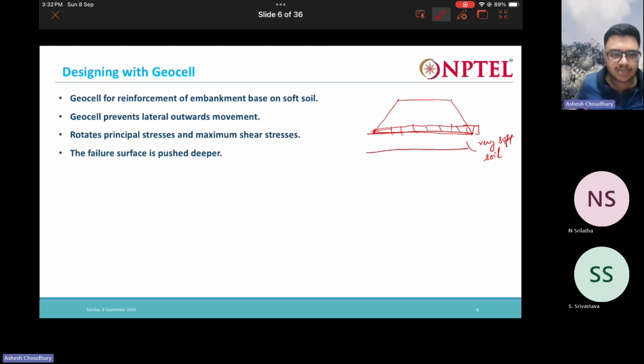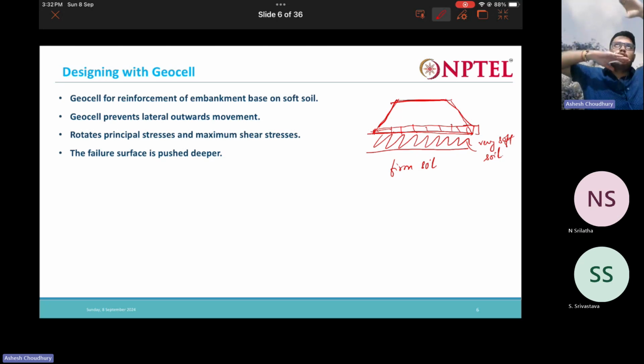Provide a layer of geocell so that it prevents the lateral outward movement. See, we have an embankment here. Here we have the very soft soil, and here we have the firm, strong soil. The soft soil is sandwiched: on top we have the embankment, at the bottom we have the firm soil. The soft soil is sandwiched between them.